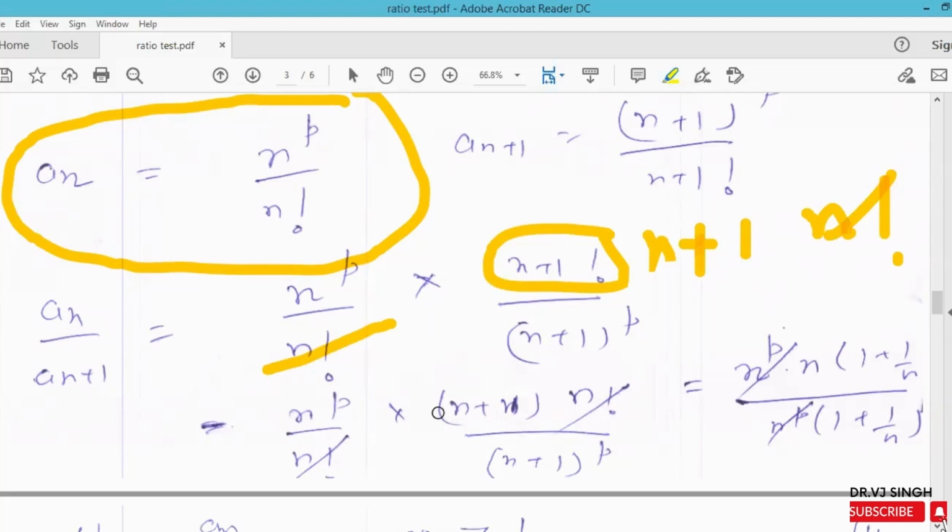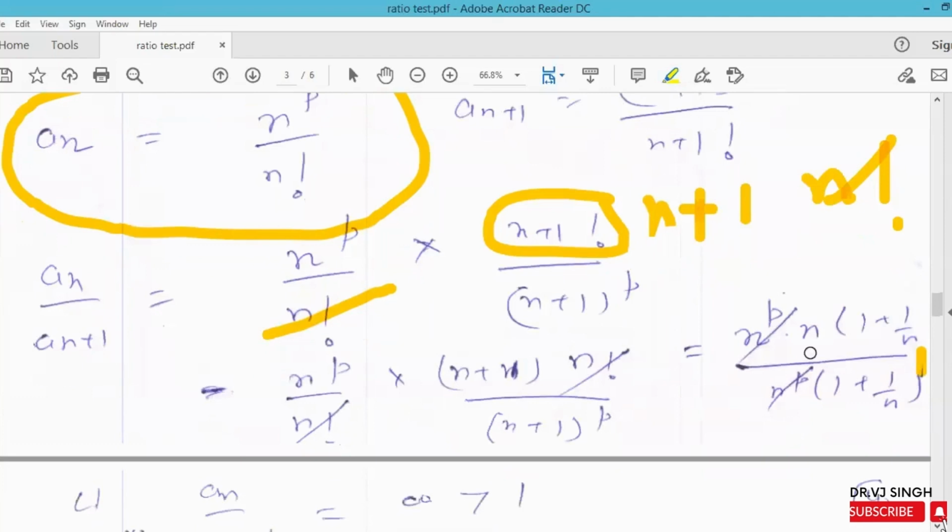So take 1 by n common, so n^p is already there, so n(1 + 1/n). If I take n common from here, it also has power p. So n^p is common. So this is 1 by 1 power, यहाँ p होगा. ठीक है? So this n^p is also cancelled out. Again take limit n tends to infinity.